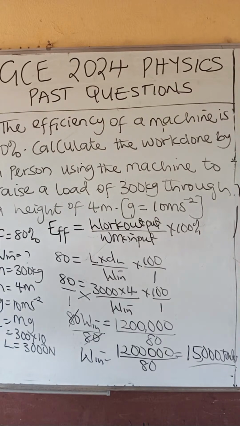So from the formula, we get the efficiency to be 80%. We're looking for work input. Then we have the mass as 300 kilograms. Then the height is 4 meters, right? And g is 10 meters per second square. Now, since we don't have the load, we're going to find the load. Load is mass times acceleration because it's a force. So that is 300 times 10 to give me 3,000 Newton.